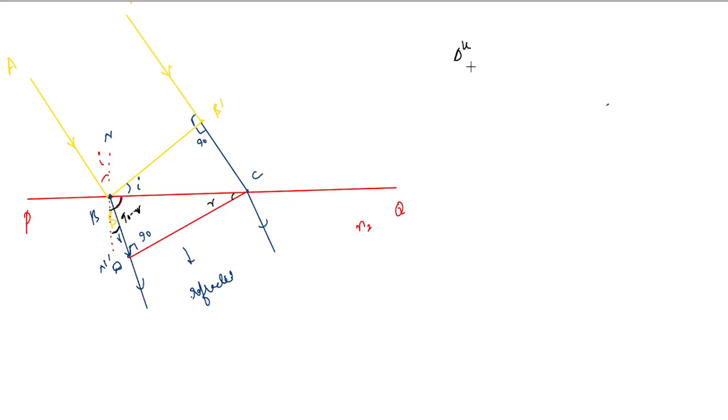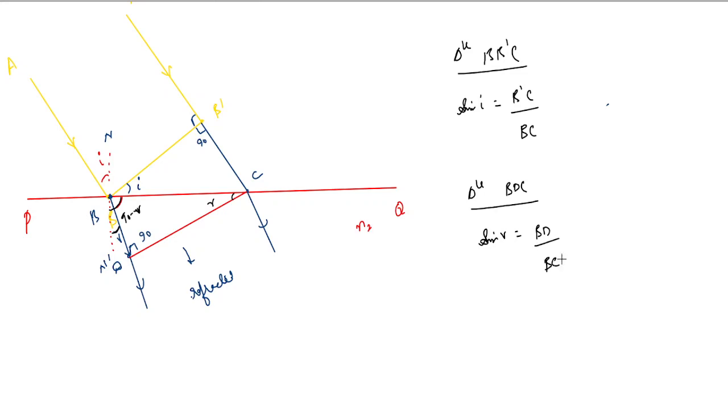Let's consider triangle B dash C. From this triangle, sine I is equal to B dash C by BC, and from triangle BDC, sine R is equal to BD by BC. So first let's find out what B dash C and BD are. If the time taken for the energy of the light to go from point B to point C is t, and the speed here is v1, then B dash C would be speed into time, which is v1 into t.